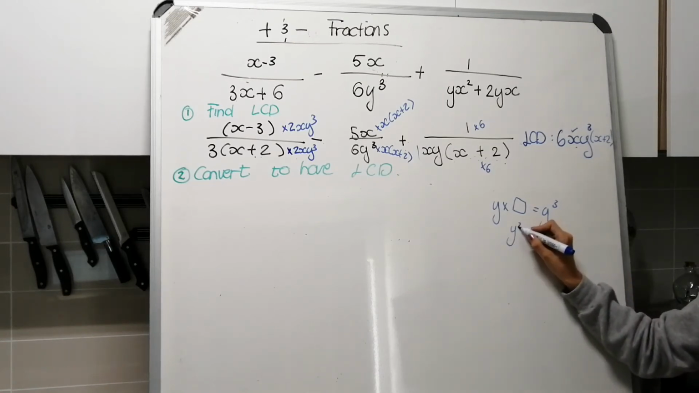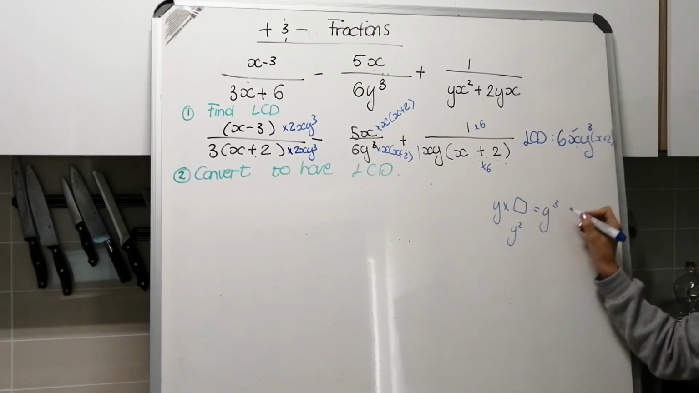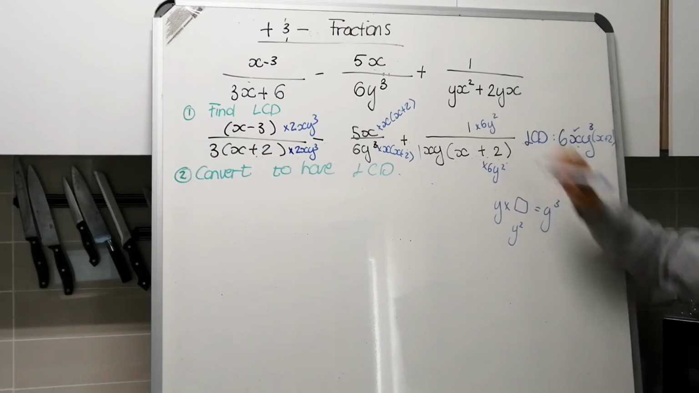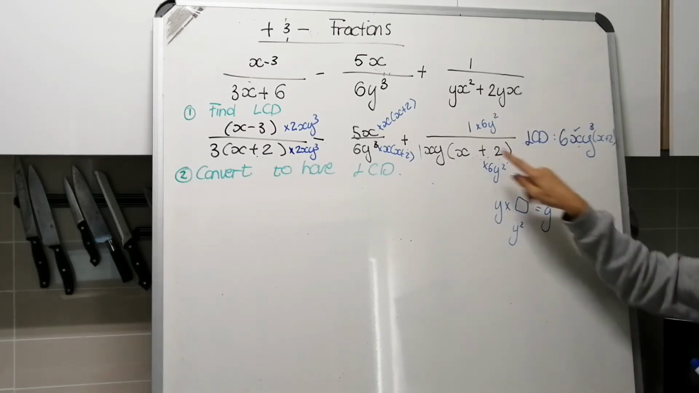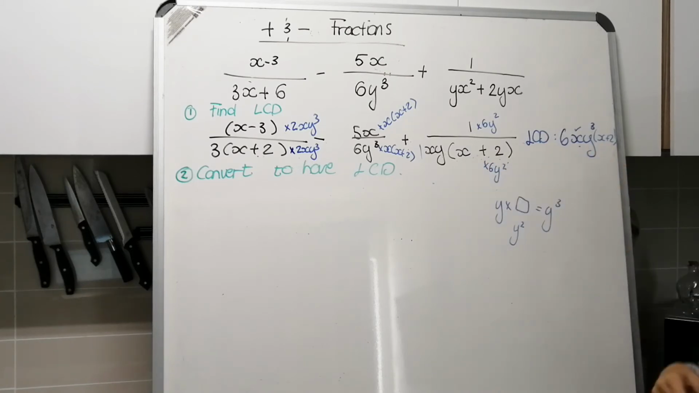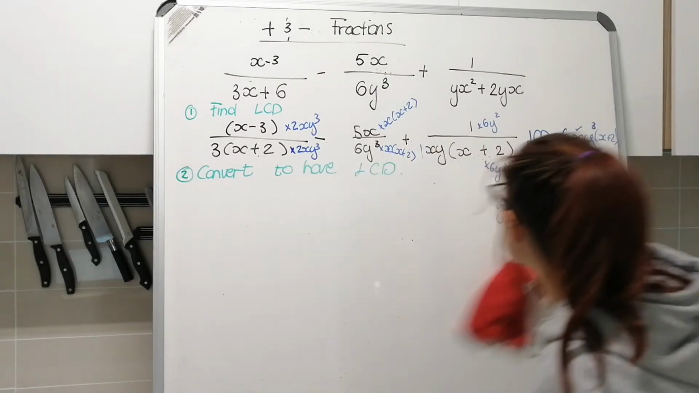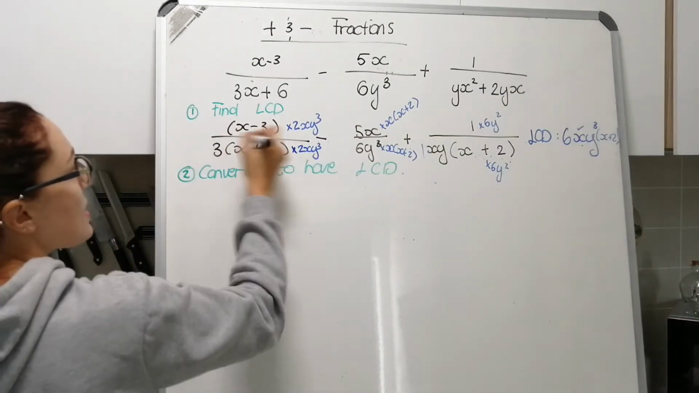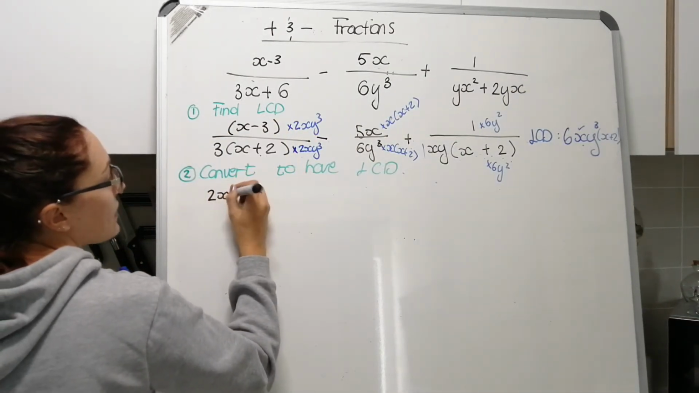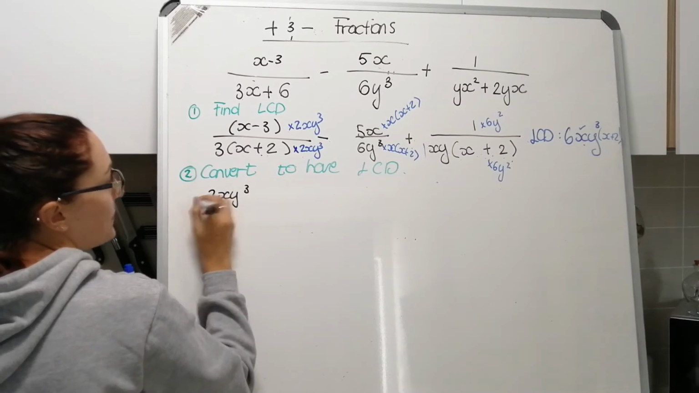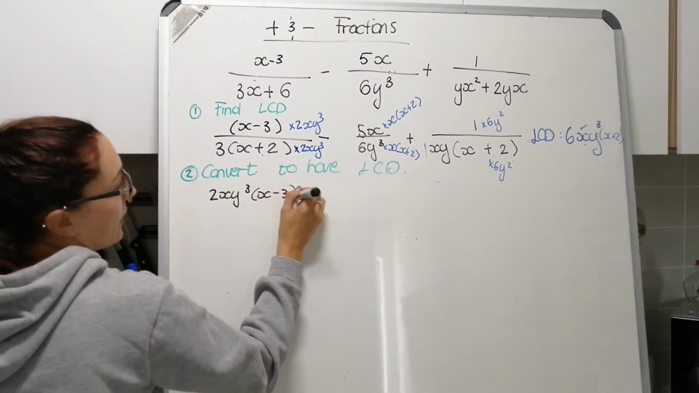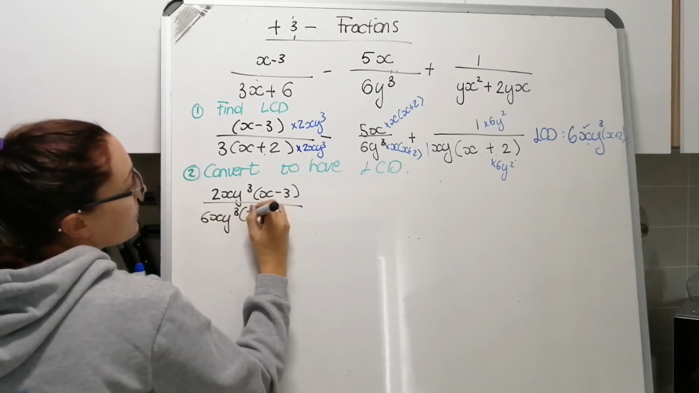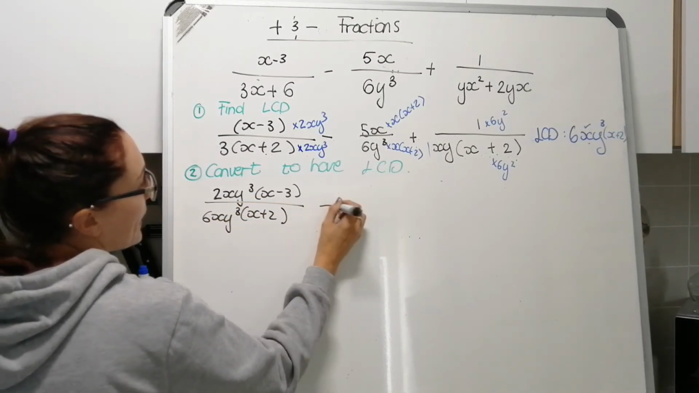I need to times it by y squared. Y times y squared will give me y cubed. So I'm timesing by 6y squared at the top and at the bottom. And I don't need to multiply by the brackets because I already have it. Okay, so now let's go and actually write down the answers for each of those. That means this becomes 2xy cubed times x minus 3 over my LCD of 6xy cubed x plus 2 minus.